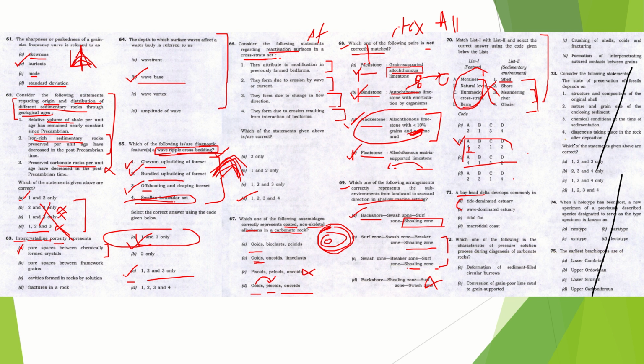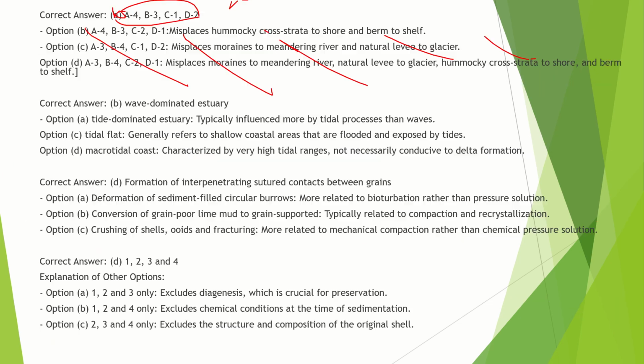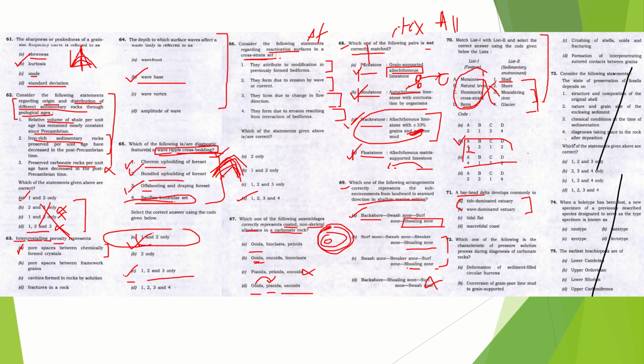Bay Head Delta किसमें डेवलप होता है? So Bay Head Delta, it's something that is related to delta. ओके, and it is formed where our water body is meeting the bigger water body, river or that. So estuaries are there. Bay Head Delta is formed where there is a wave dominated estuary. Okay, because tide dominated estuaries are influenced more by tidal processes than waves, and tidal flat refers to the shallow coastal areas that are flooded and exposed by tides. Macro tidal coasts are characterized by very high tidal ranges. So it's not conducive to delta formation. And tidal flat is related to shallow coastal areas that are flooded and exposed by tides only. So wave dominated estuary is a place where Bay Head Delta is formed.